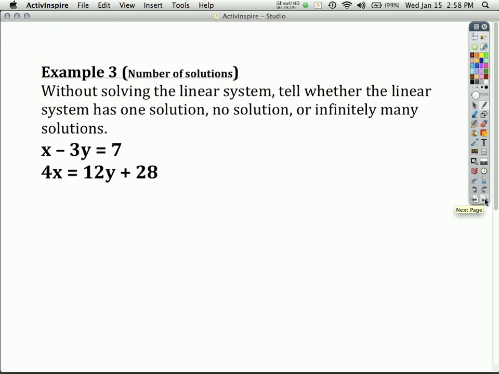Now we want to look at it a little bit differently. Without solving, in other words, without using graph and check, without using elimination, without using substitution, how many solutions are there? So, basically, the idea has already been proposed. It was basically proposed by someone within the last few minutes. So what could we do with this system so that it's not solving the system, but it gives us all the information we need? So what could we do?